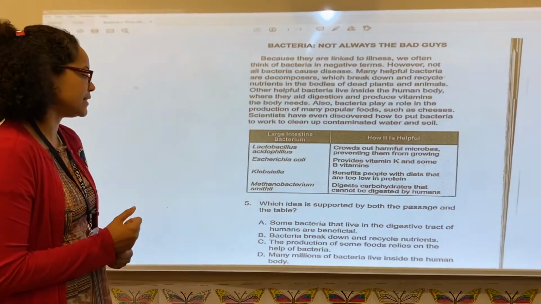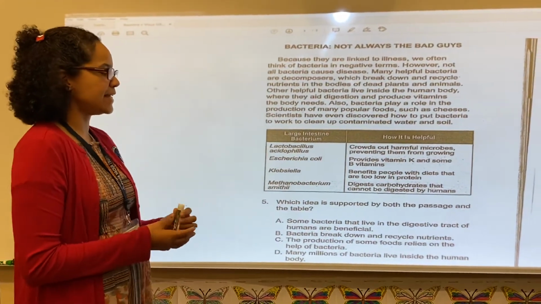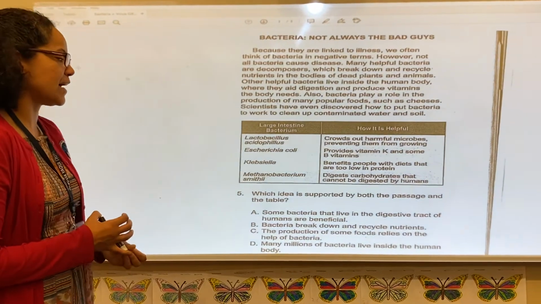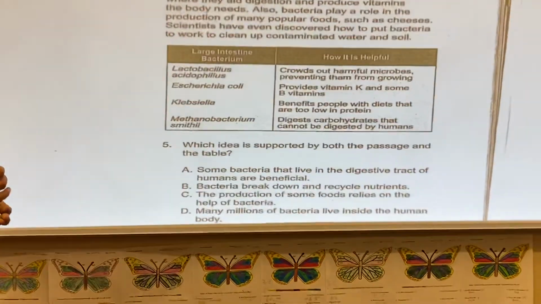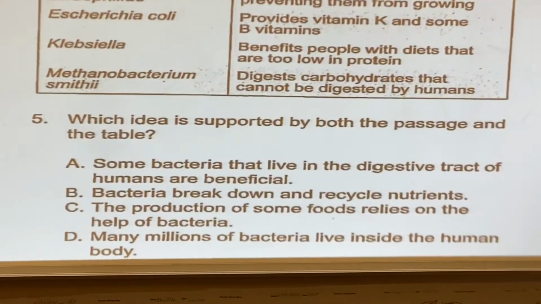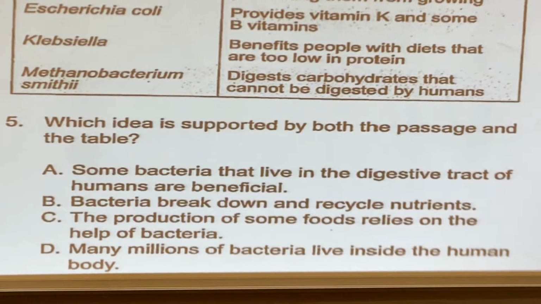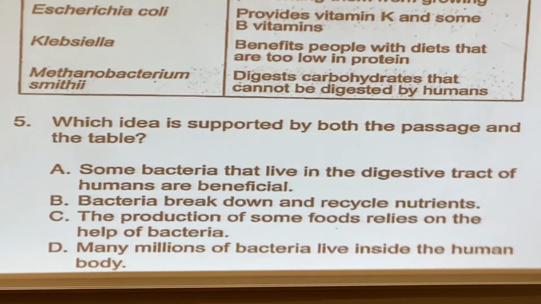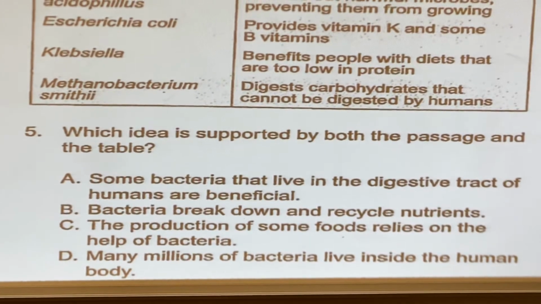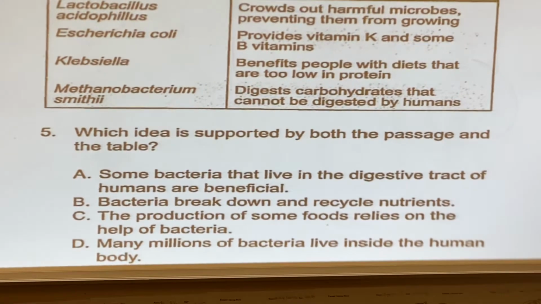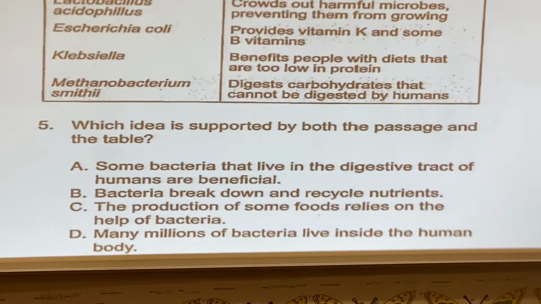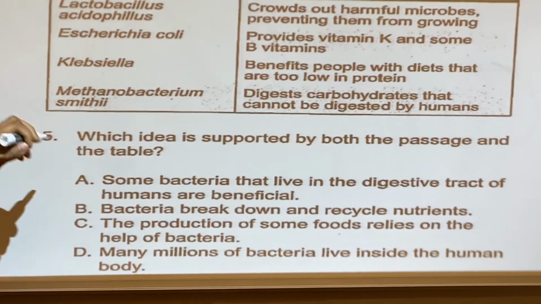in some instances. So if we look at the answers, A, some bacteria that live in the digestive tract of humans are beneficial. B, bacteria break down and recycle nutrients. C, the production of some foods relies on the help of bacteria. Or D, many millions of bacteria live inside the human body. So with this one, the answer was A.